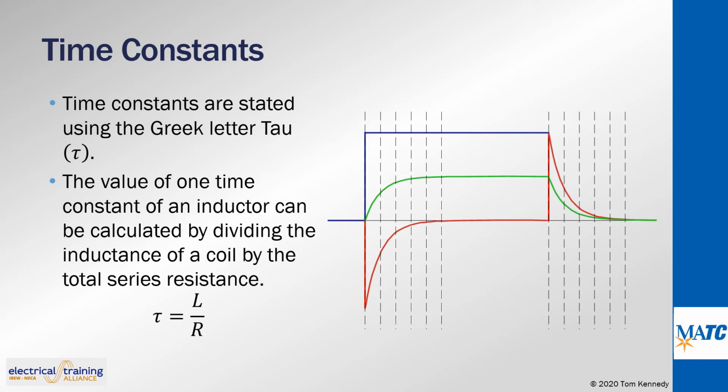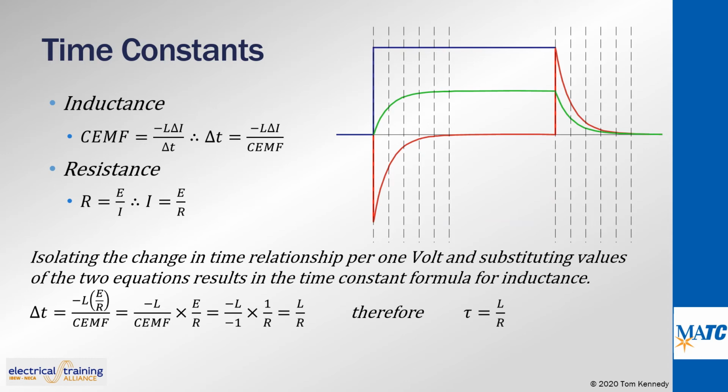The time constant is a set period indicated by the Greek letter tau. The value of one time constant of an inductor can be calculated by dividing the inductance in henries by the resistance in ohms. Since the value of inductance and resistance are based on a unit of 1 volt, the application of Lenz's law and Ohm's law can be used to derive the formula for one time constant.